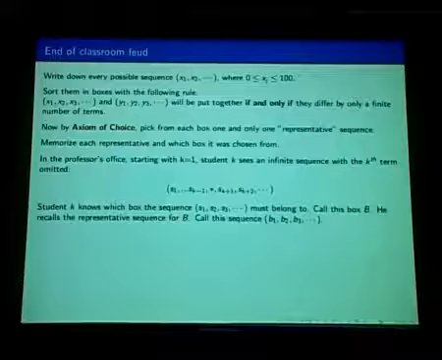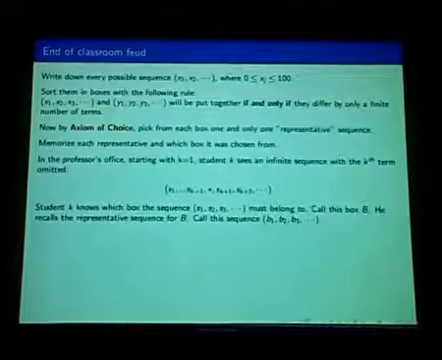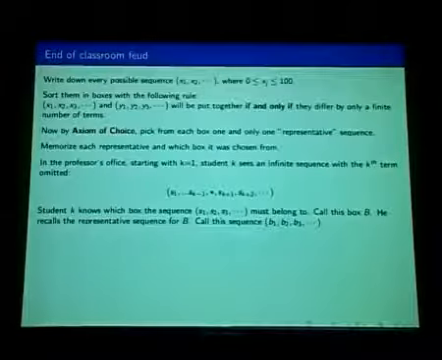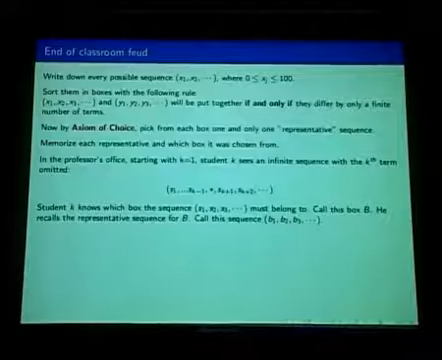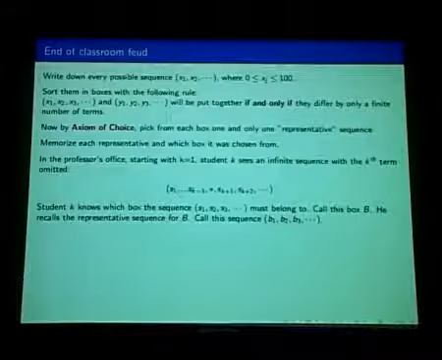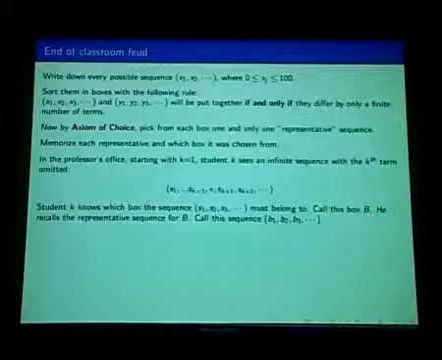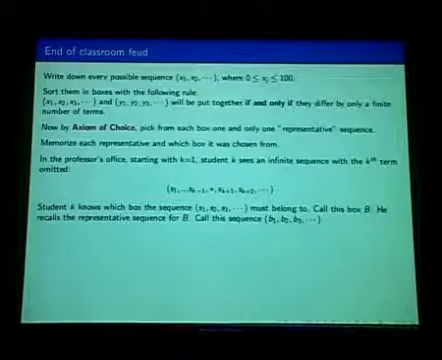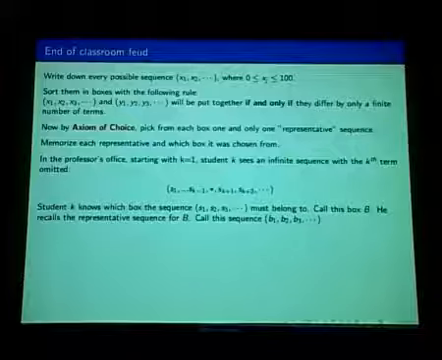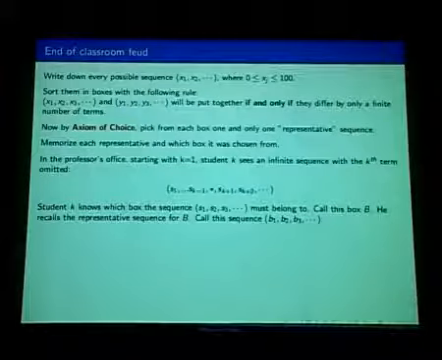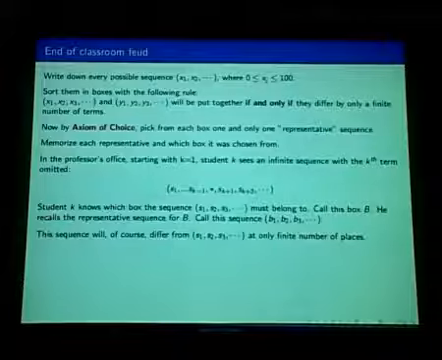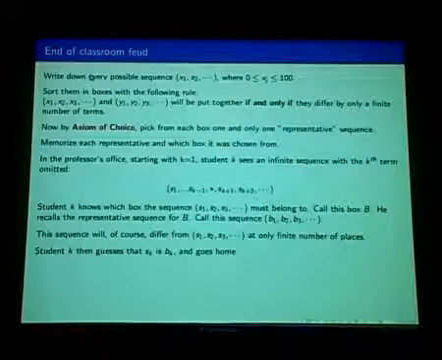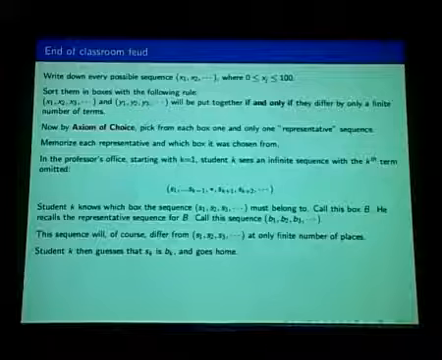Now next day they go to the professor's office. Starting with k equals 1, student k sees an infinite sequence with the kth term omitted. But there has to be at least one representative from which this sequence differs in finitely many places. There has to be one such. But he remembers all the representatives, so he knows which box this is chosen from. Let's call that box B, and that representative sequence B1, B2, B3. This sequence of course differs from this in only finitely many places. So student k guesses that S_k is B_k and he leaves, doesn't talk to anyone.